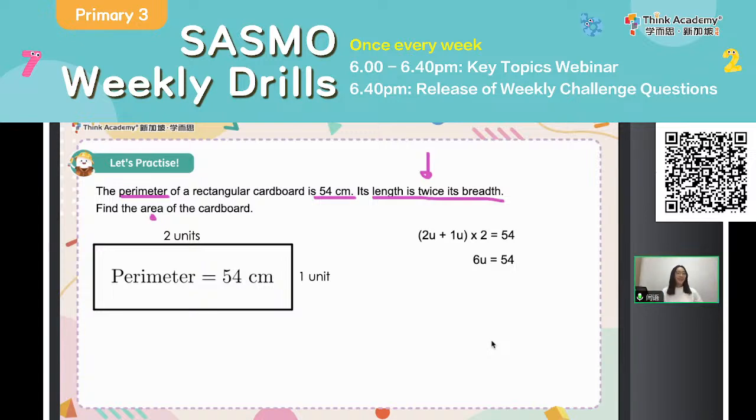Oh, good job. I see some students already get the answer. 6 units equals to 54. That means 1 unit should be 9, right? That is the breadth of rectangle is 9 and the length is 2 units. That is 2 times 9, which is 18. So what about the area? That is 9 times 18, which is 162. Excellent.